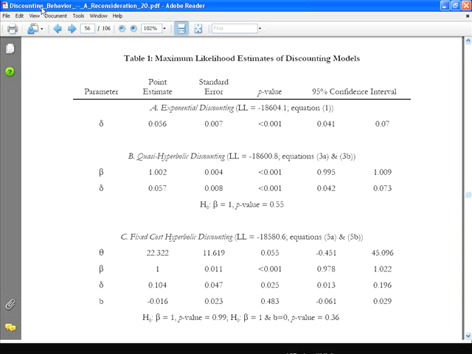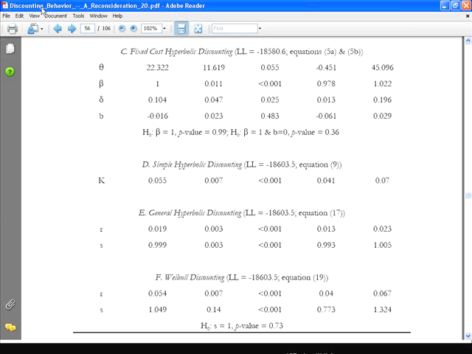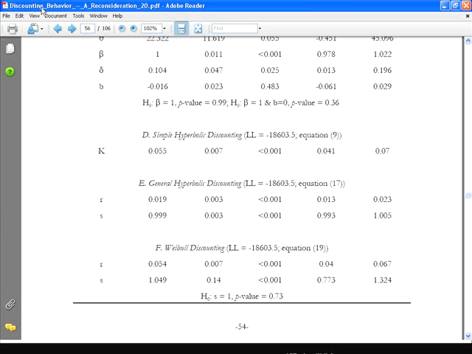The 95% confidence interval here is between minus 0.061 and 0.029. And then we also have the Weibull specification, and the parameter to focus on is this S parameter down here. If S was equal to 1, then it collapses to exponential discounting, and we see that the 95% confidence interval is between 0.773 and 1.324. So we don't see any indication, or we can reject the assumption of hyperbolic discounting for this function.